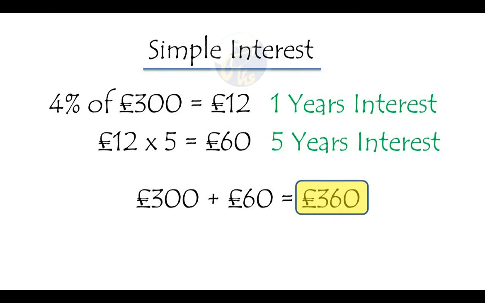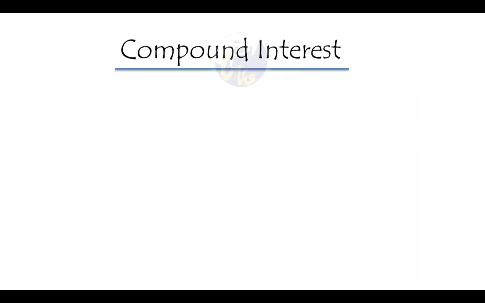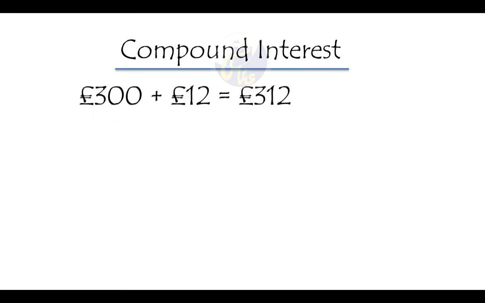Now that can be a bit unrealistic. Most people would probably keep the money in the account rather than taking it out each year. So what we can do is look at an idea called compound interest, which is what we're going to move on to. Compound interest relies on the idea of keeping the £12 in. So at the end of the first year, yep, you got your £312.